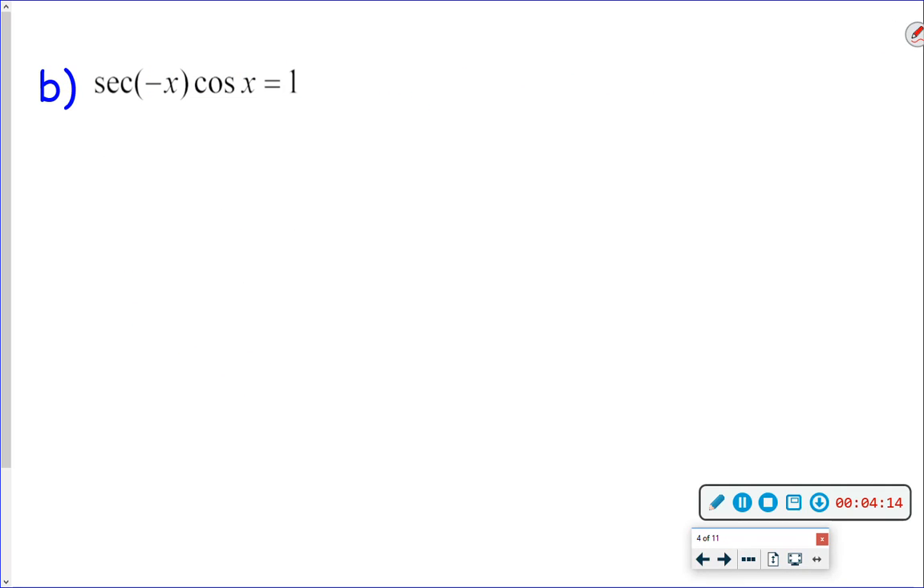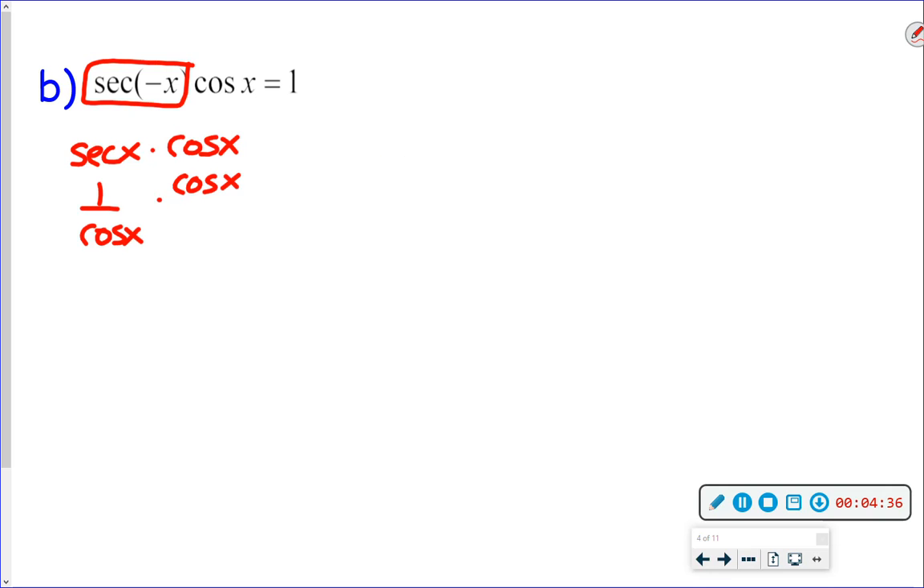Okay, I'm going to work on the left side, more complicated. Clearly, this is an odd-even identity. Secant is even, so it equals the original function. And I'm going to leave my cosine. Now, more identities, choices here. We can make secant 1 over cosine. And I'm going to show you the other way. Clearly, cross those off, we're going to equal 1.